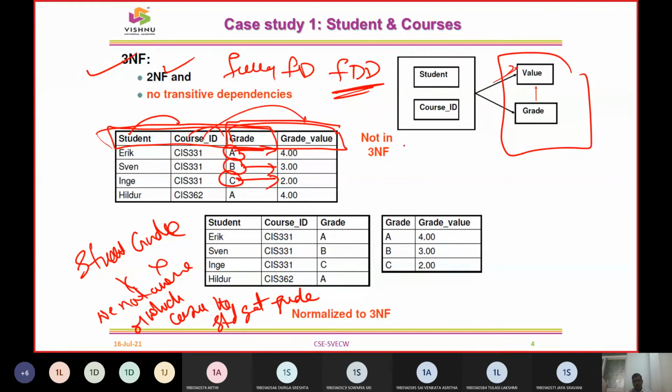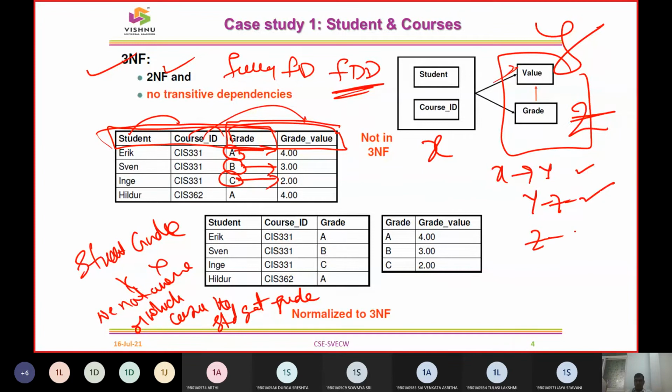Similarly, are students and courses related to grade? Yeah, they are going to be related. So I can say it is X, value is Y, and grade is Z. So X to Y, it is okay. Y to Z, it is also okay. But if I'm going to say Z to X, then it is not taking up the things well. So such is where the no transitivity relation should happen at this point of time.